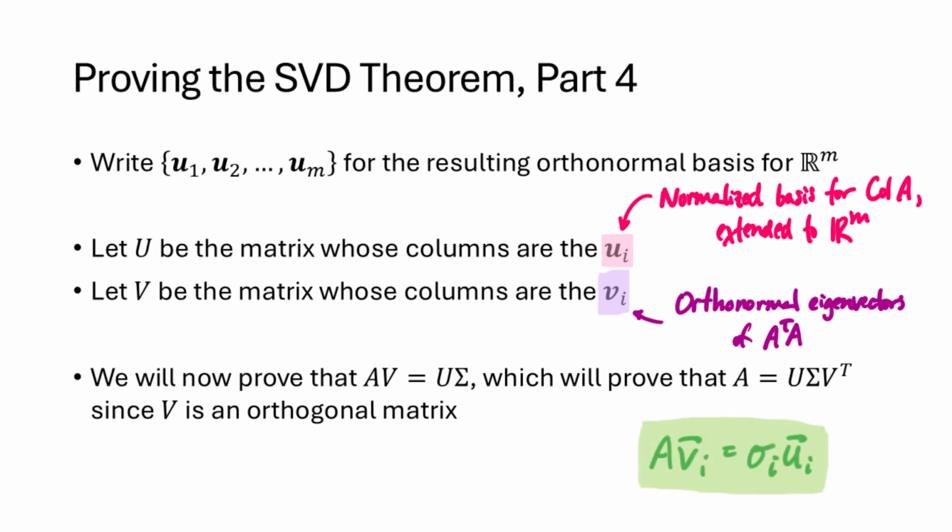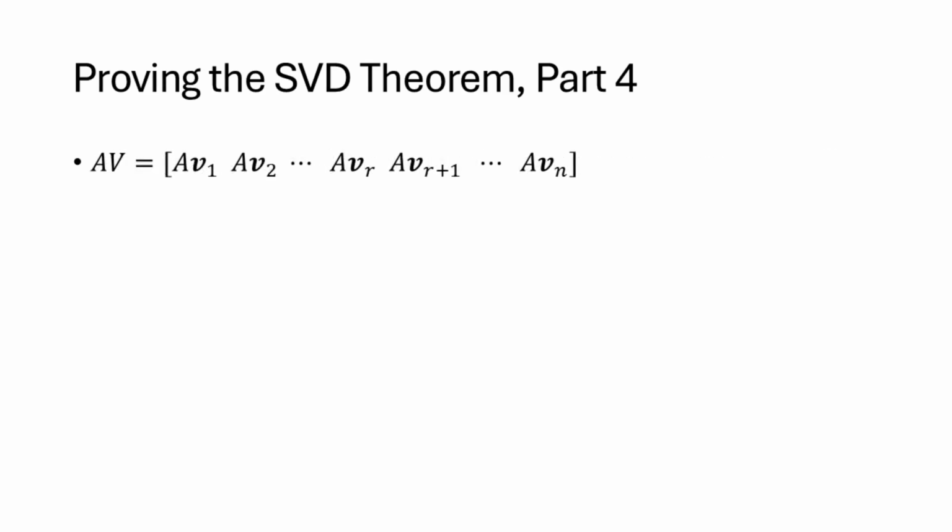And again, we're going to use the fact that AVi is equal to sigma i times ui. Okay, so what's AV? The definition of matrix multiplication tells us that when we multiply a matrix times another matrix, we multiply that matrix by the individual columns of the second matrix. So the columns of AV are A times vi.